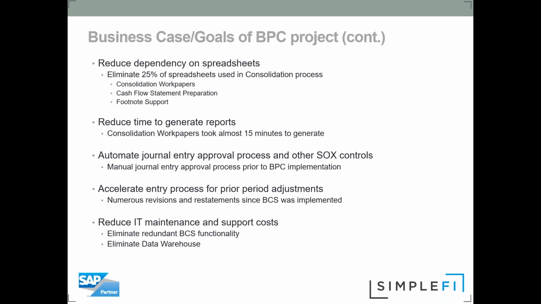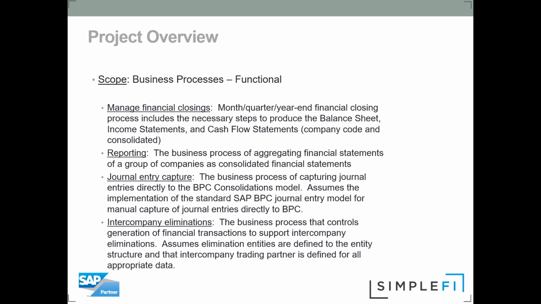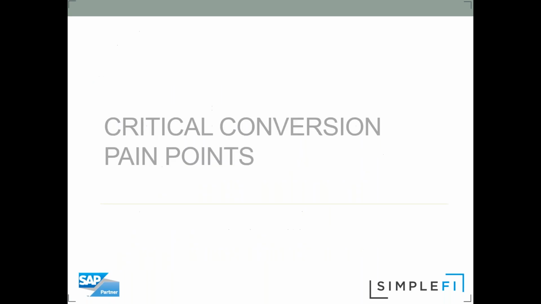Okay, so those were some of the business goals when they put their business case together to go forward with the consolidation phase of the project. These were things that they identified right away that would be beneficial to them. Our project scope was focused on consolidations and really the reporting around that. So to be able to manage those financial closings, what is it going to take to do that? What is it going to take to have the reporting generated from there? The journal entries, the eliminations, and any other business processes is what we focused on from a project standpoint.